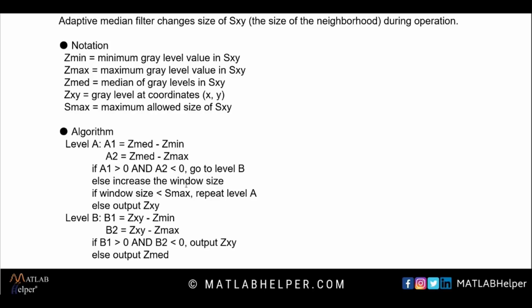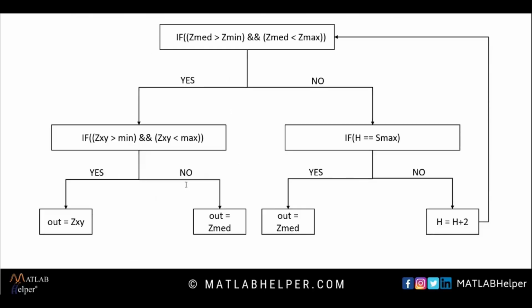Now let's look at the flowchart of the same. It's the same if condition. For level A, we are finding out whether the Z median is in between Z min and Z max. If that is true, we will further find out if zxy is between Z minimum and Z max. If that is true as well, then the noise is not present in that particular pixel and we retain its value. Else, Z median is given out as the output.